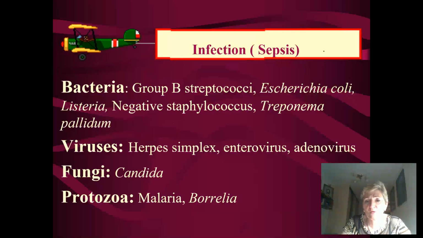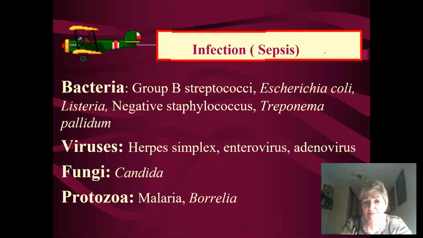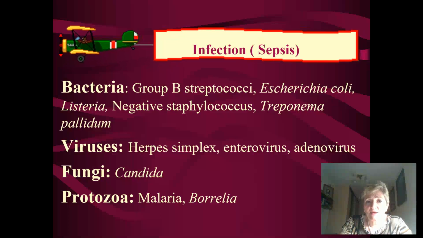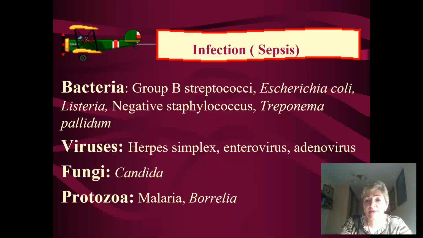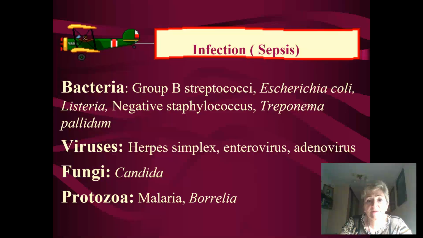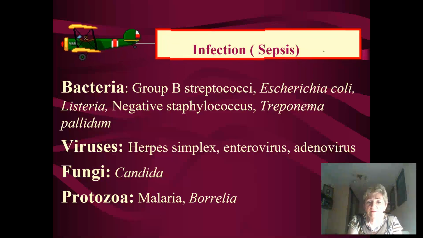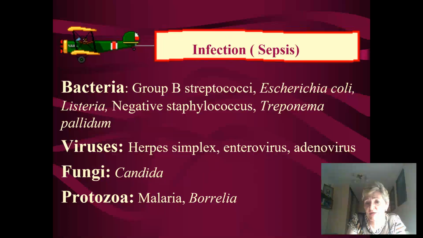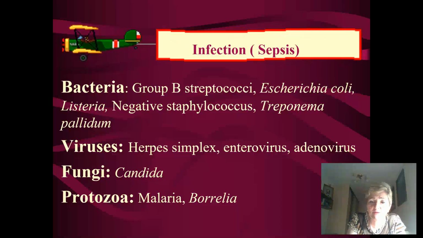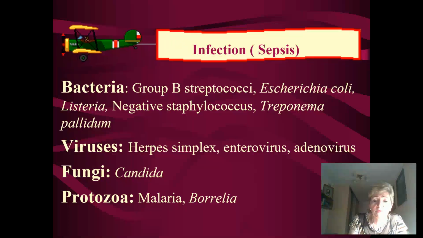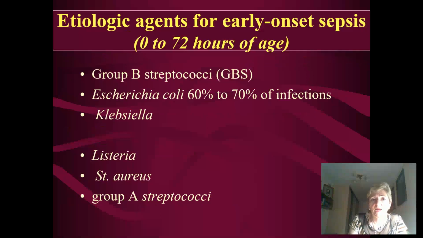What are the main etiologic agents of sepsis? First group, bacterial infection: group B streptococci, Escherichia coli, Listeria, coagulase-negative Staphylococcus, Treponema pallidum. Next, viral infection, maybe herpetic infection, enterovirus infection, cytomegalovirus infection, fungi, very often Candida, and maybe protozoal infection. Now we discuss the etiologic agents of early onset sepsis.